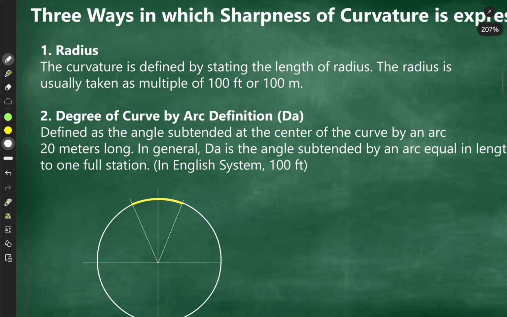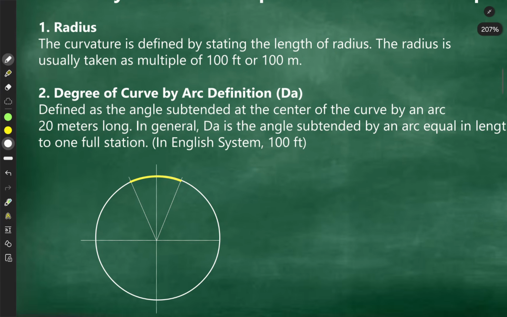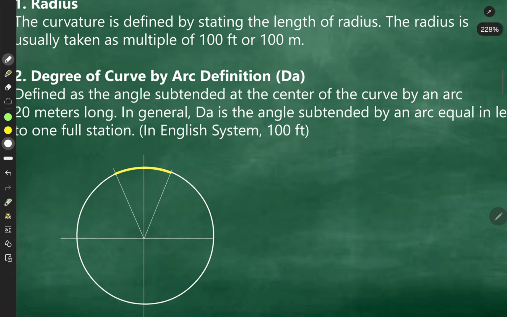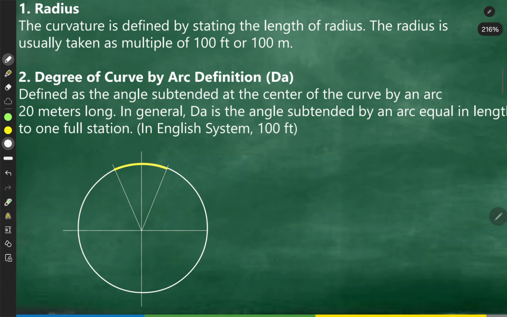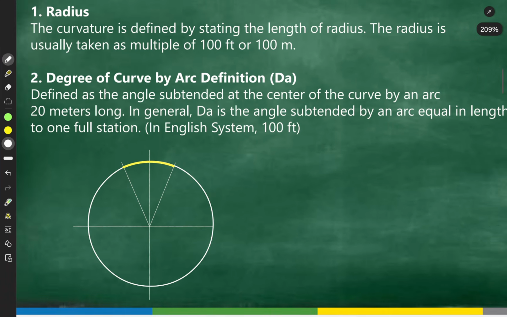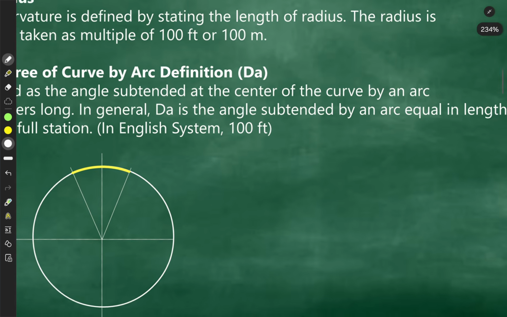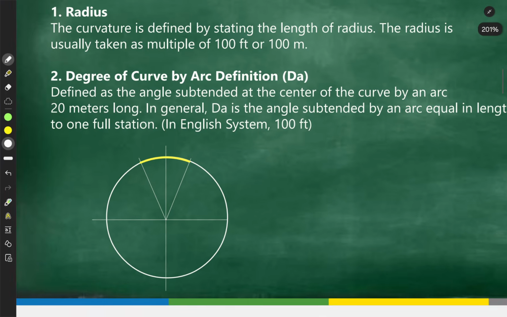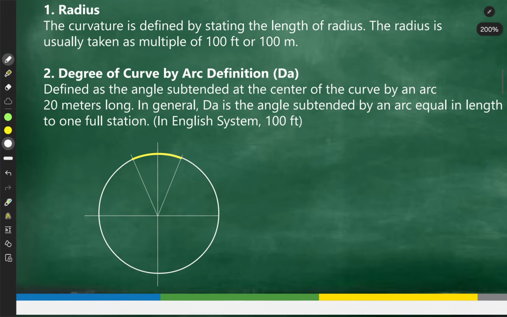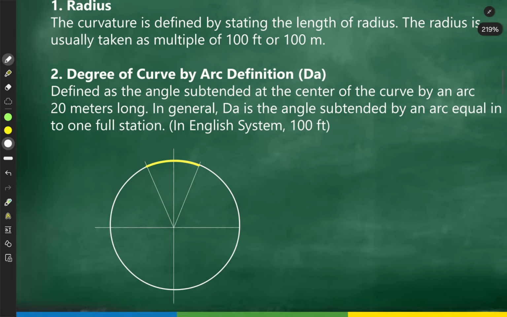First is our radius. Second is the degree of curve by arc definition. So this is Da, defined as the angle subtended at the center of the curve by an arc 20 meters long. In general, Da, or the degree of curve by arc definition, is the angle subtended by an arc equal in length to one full station, or in English system, 100 feet.